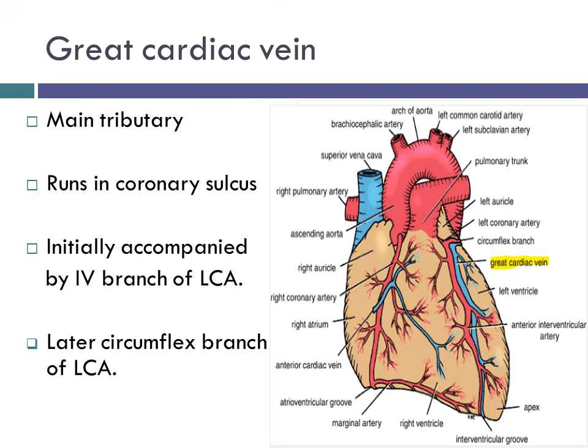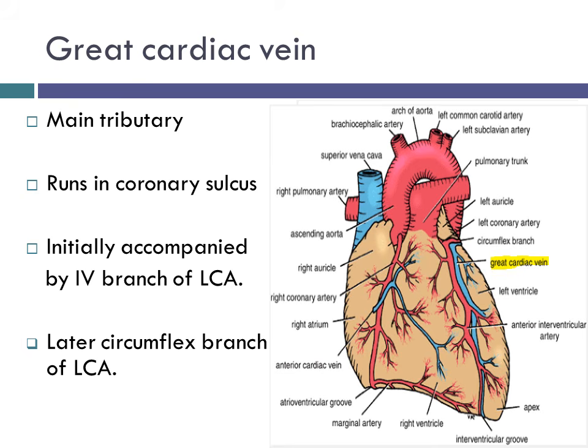Now, one of the main tributaries of the coronary sinus is the great cardiac vein. This great cardiac vein is present on the sternocostal surface of the heart in the groove present here, which is the anterior interventricular groove. And you know that in the anterior interventricular groove runs an important branch of the left coronary artery, which is the anterior interventricular artery.